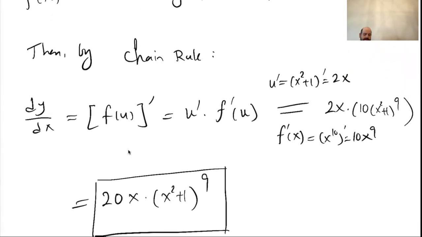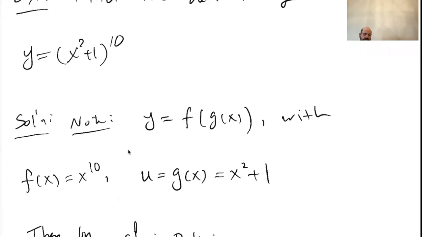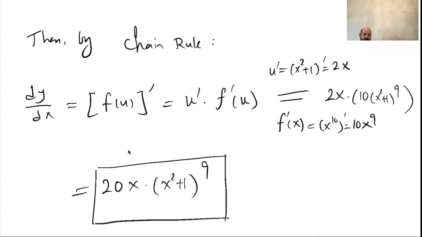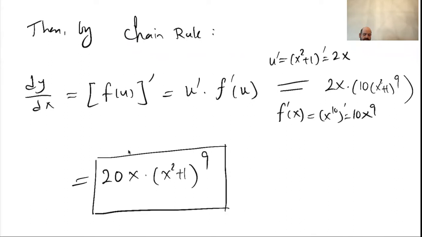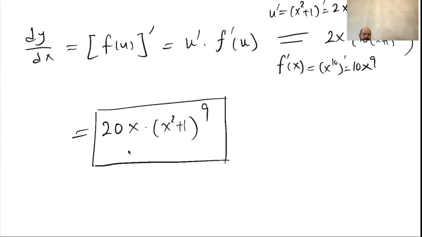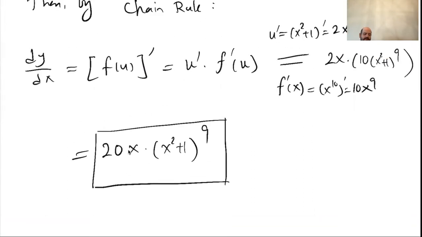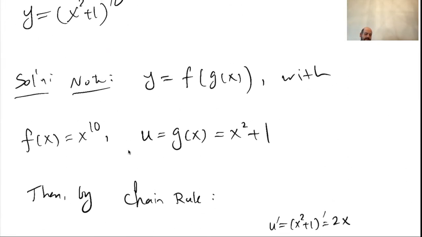Right, so without expanding our expression, (x squared plus 1) to power 10, we could calculate the derivative just using the chain rule: 20x times (x squared plus 1) to power 9. So similarly, we can generalize this concept, right, to, let's say, any function u to any power m.